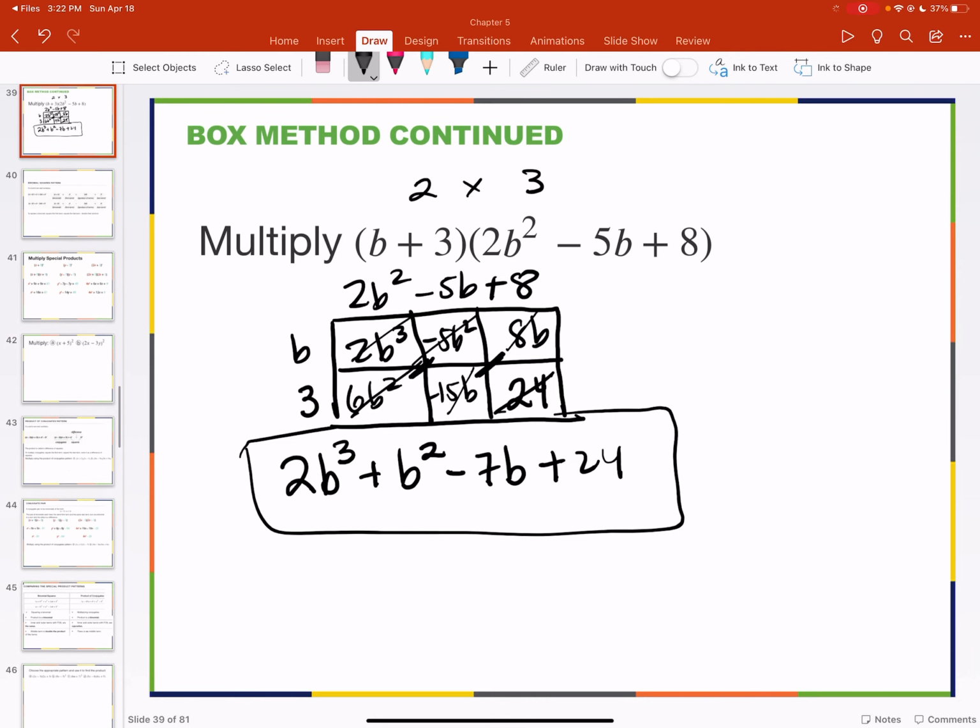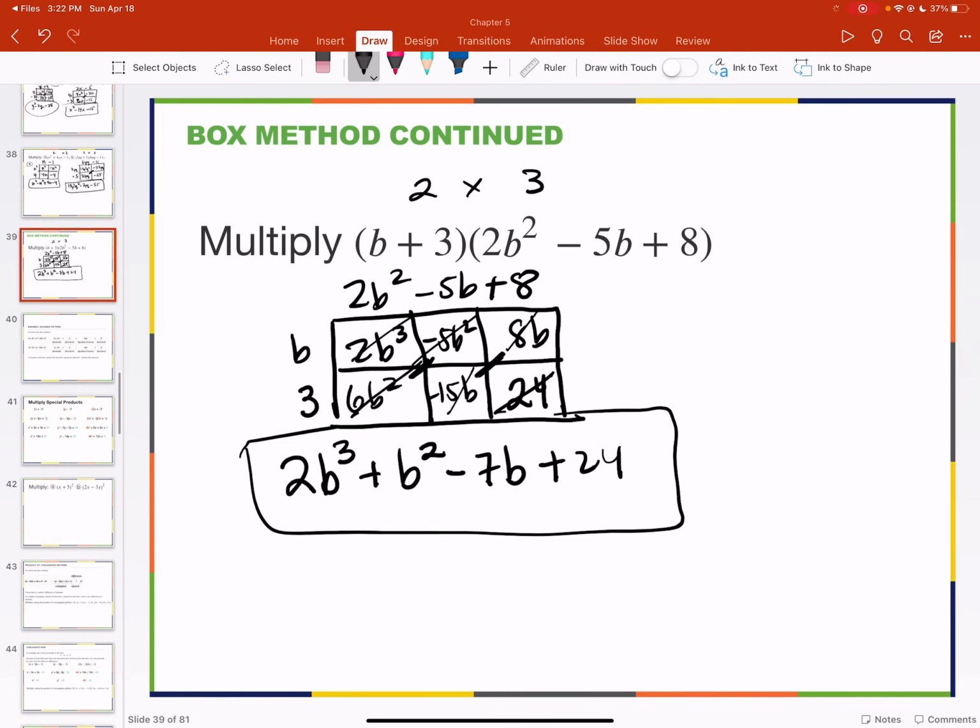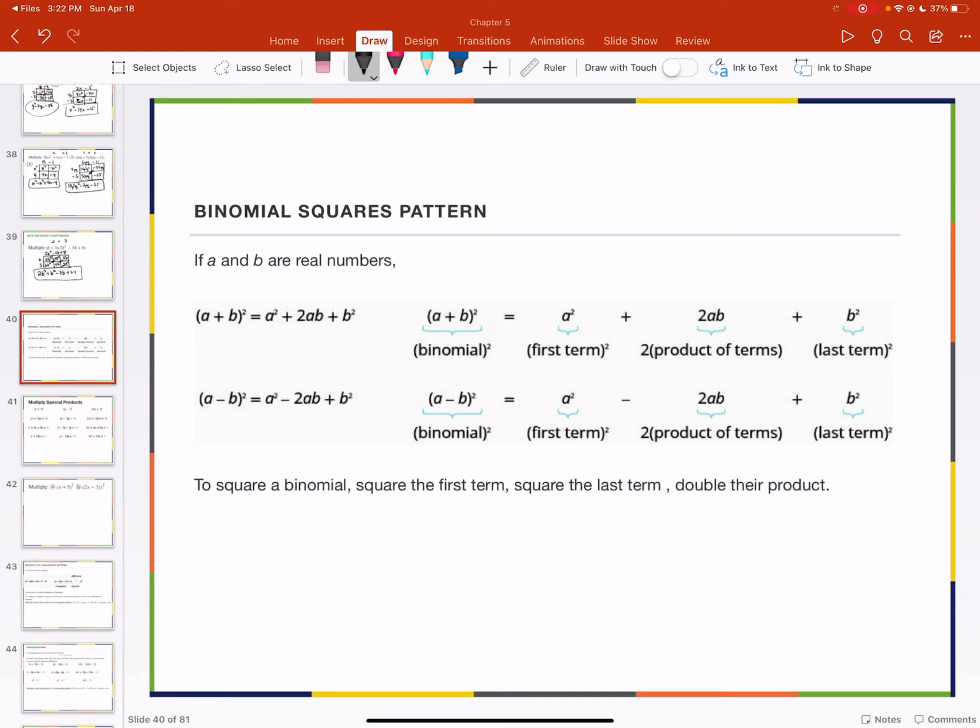Okay, so next thing we want to talk about is patterns, right? So binomial squares have a certain pattern, okay? And that's something that we're going to look at more in depth. But just to begin introducing, the pattern is the first term squared plus twice the product of the terms plus b squared, which is the last term. So you square the first term, square the last term, and then double the product of the two numbers.